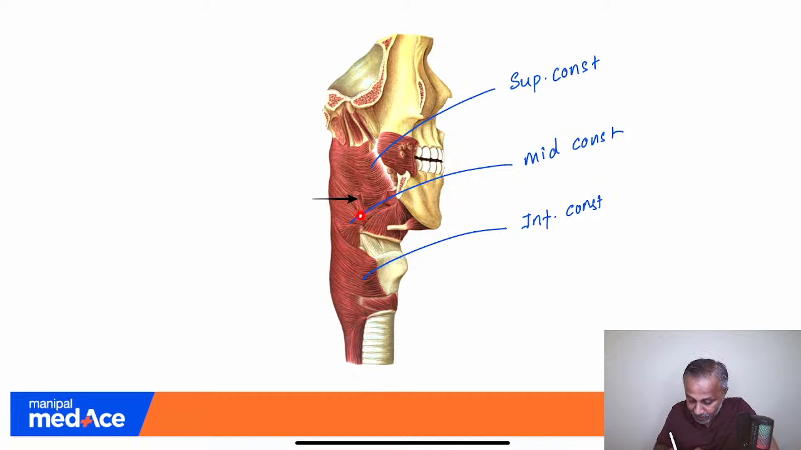Now, the middle constrictor muscle takes its origin from this bone. What is this bone? This is the hyoid. The majority of the fibers of the middle constrictor arise from the hyoid. So this is your middle constrictor. Then the inferior constrictor has a thyropharyngeus part and a cricopharyngeus part. So this is the inferior constrictor. The first thing is to identify these constrictor muscles.